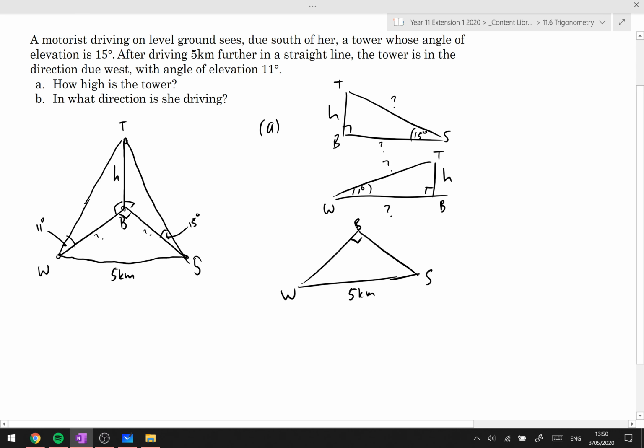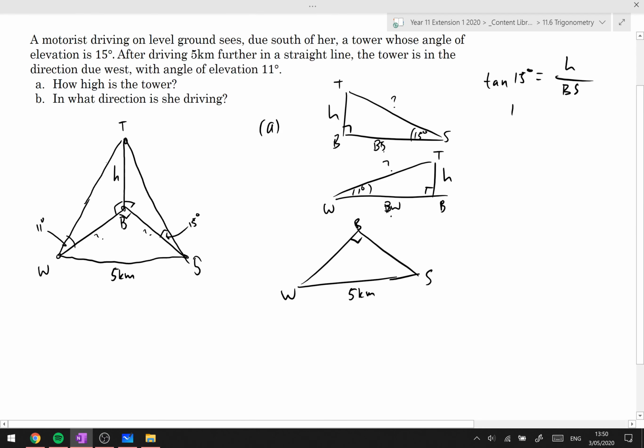So I'm going to use triangle 1 and triangle 2 to come up with two expressions for BS and for BW. Let's call this bottom one BS and this bottom one BW, so base to south and base to west. Now using trig, we've got h over BS. What uses opposite and adjacent? Well, that is tan. So tan of 15 degrees is equal to the opposite, which is h over BS.